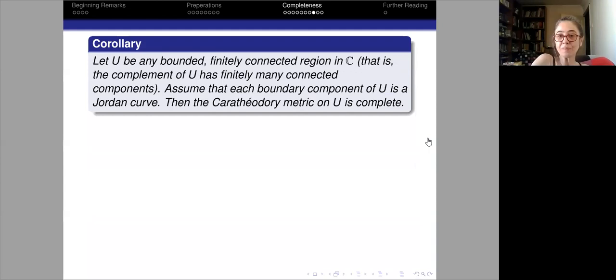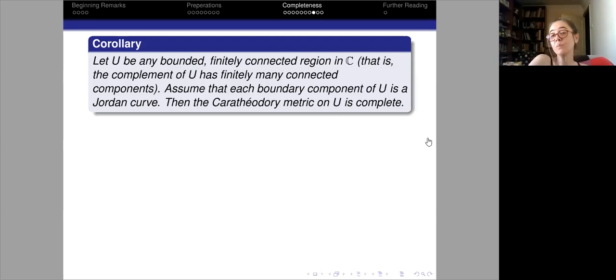Now we have a corollary. This corollary says any bounded finitely connected region in the complex plane with each boundary component being a Jordan curve. If you remember, a Jordan curve is a curve in the complex plane which is homeomorphic to the circle. So if you have a bounded finitely connected region and your boundary consists of finitely many connected Jordan curves, then the Kobayashi metric on your domain is also complete.